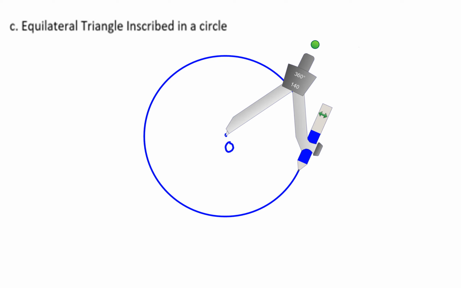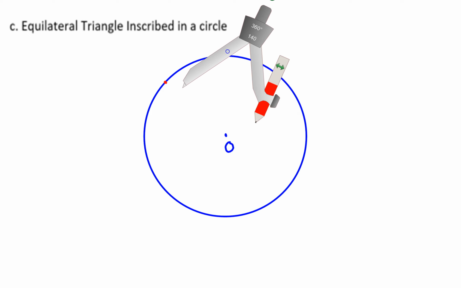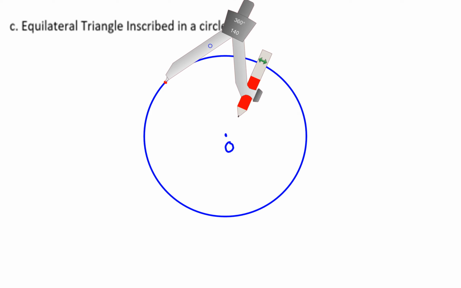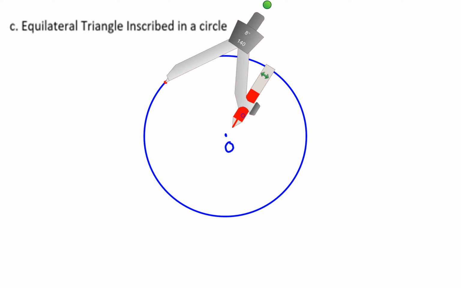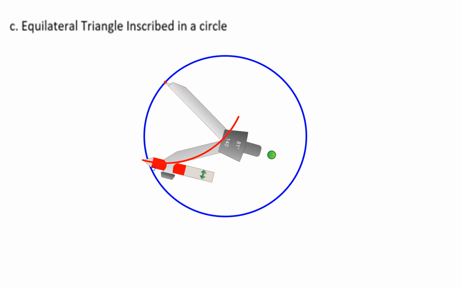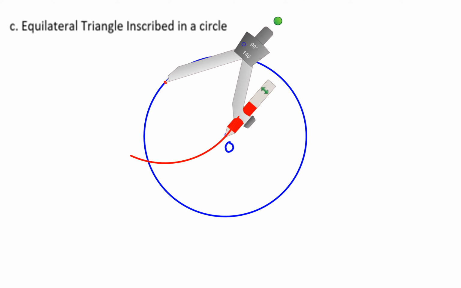Then our next step is to make a random point on the circle. It doesn't matter where you put it. I'm going to put a point right there. When I make that random point, I'm going to put my center on that random point on the circle. Using that same distance that I used to draw the circle, I'm going to draw an arc that intersects the circle in two places.